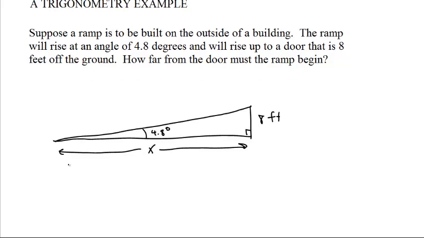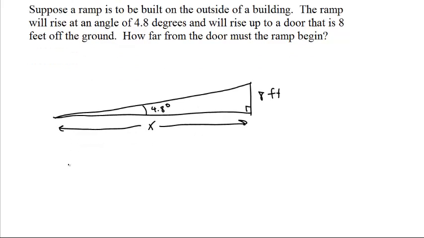Now, the first thing you think about is, think about it as a right triangle. Bang, it's a right triangle. And get your O, A, and H in there. This 8 feet is opposite the angle. This is the adjacent, and the hypotenuse is the actual length of the ramp that you would go along the top of the ramp.